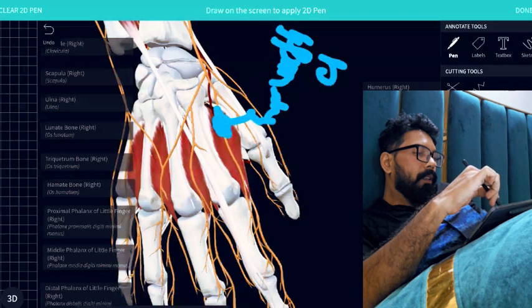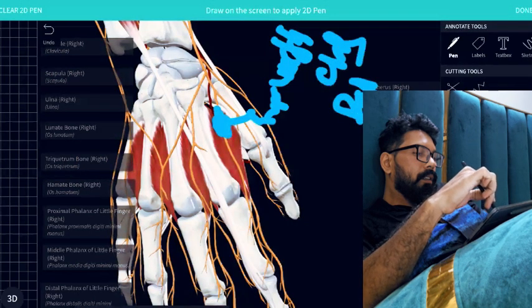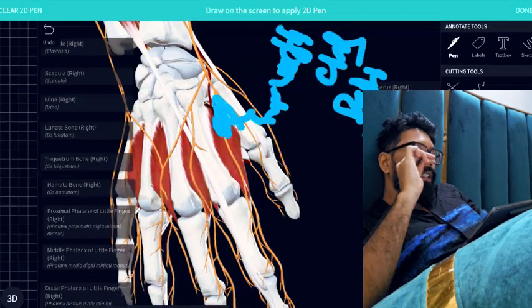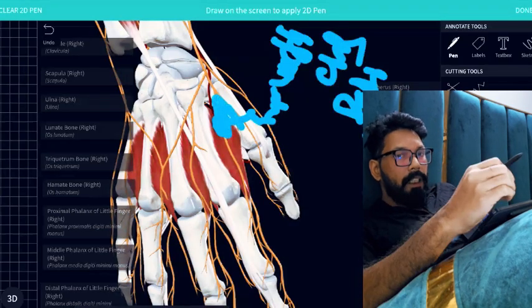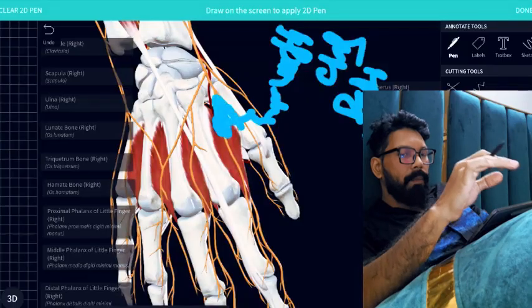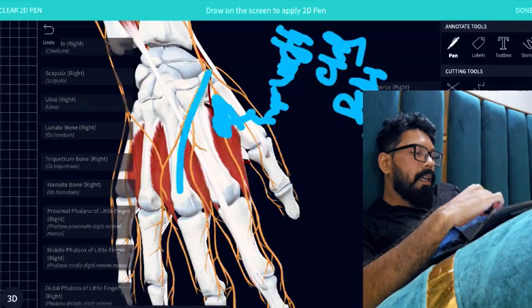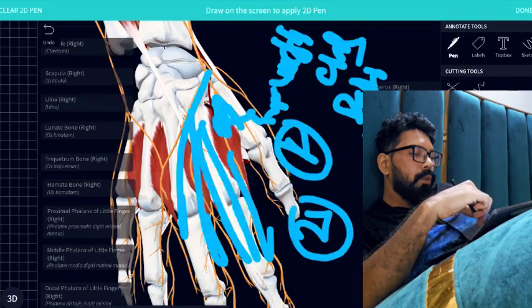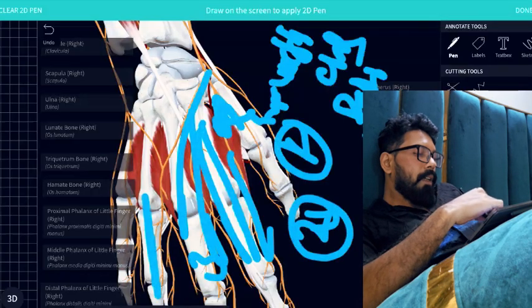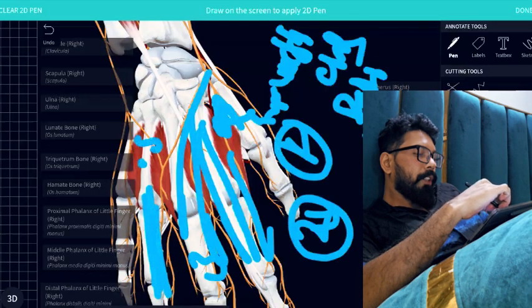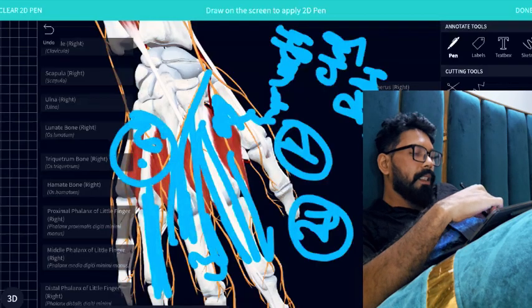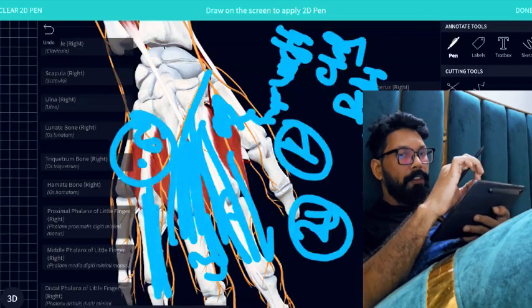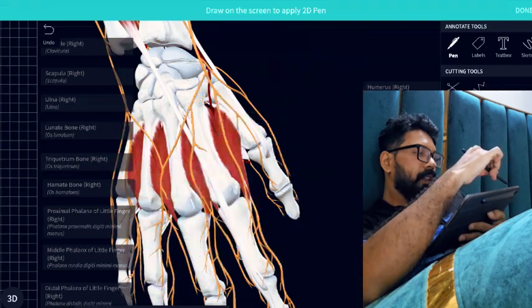Superficial radial nerve, this is a sensory nerve, that is purely sensory, and the superficial radial nerve will supply this area and all this area of sensory supply. First 1, 2, 3 and a half, 3.5. This area of sensory supply is supplied by your superficial radial nerve.